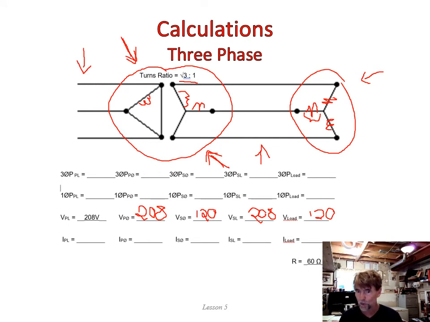This is right back to Ohm's law, right? So we have 120 volts dropped across a 60 ohm resistor. I don't need my calculator for that, do I? What is the current at the load? Okay, 2 amps. Right, 120 volts divided by 60 ohms gives us 2 amps at the load.